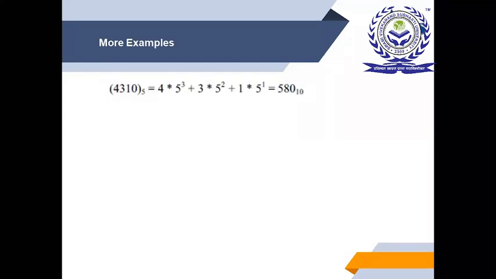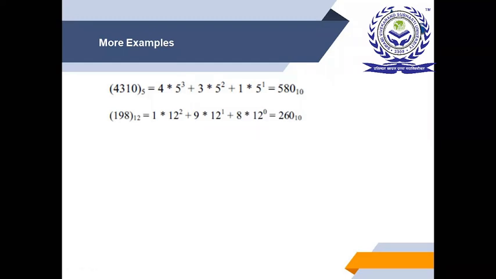Now we take another example, some more examples. Here we have 4310 base 5, which will equal 580. I'll expand in the same manner, each digit into base to the power of its position, and the position is counted from the decimal point: 0, 1, 2, 3. The position of the 4 is 3. So 4 into 5 to the power 3 plus 3 into 5 to the power 2 plus 1 into 5 to the power 1. The last term, 0 into 5 to the power 0, equals 0. When I expand it, it comes to be 580 base 10.